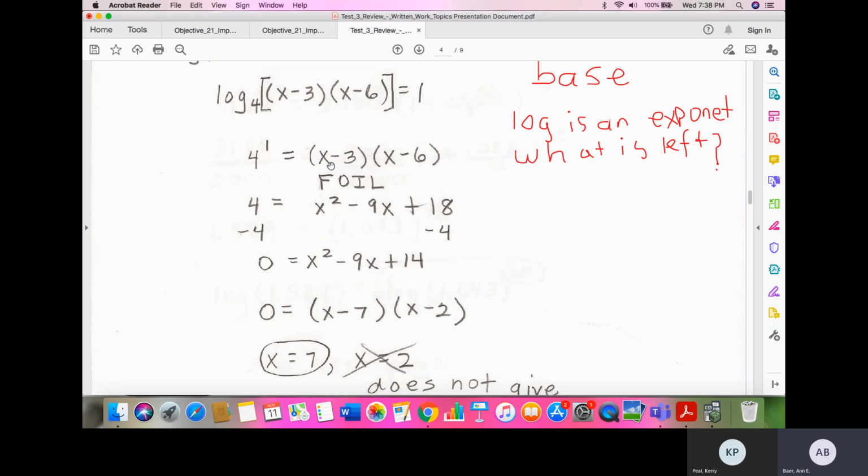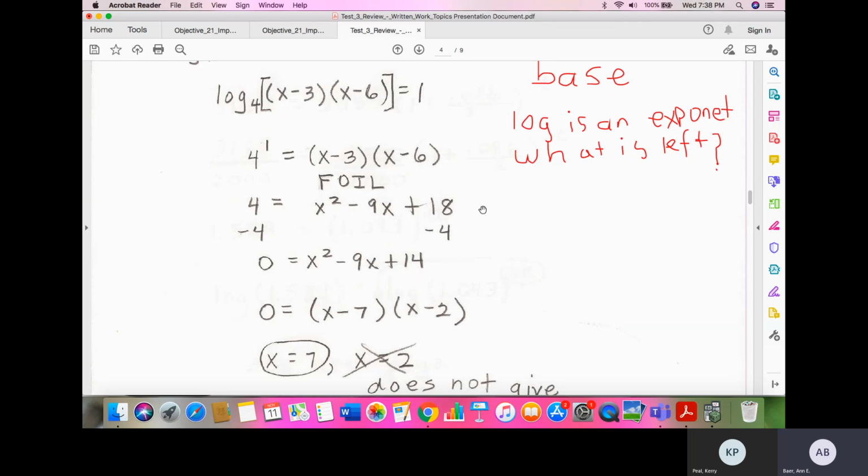So let's look at the first 2. X times x, that's x squared. The outer 2, x times negative 6, is negative 6x. The inner 2, negative 3 times x, is negative 3x. So we have negative 6x plus negative 3x, that's negative 9x. Last 2, minus times a minus is a plus. 3 times 6 is 18. So that's where we're at this moment. Feel free to ask questions if you don't understand a step. I want you to understand all the steps.